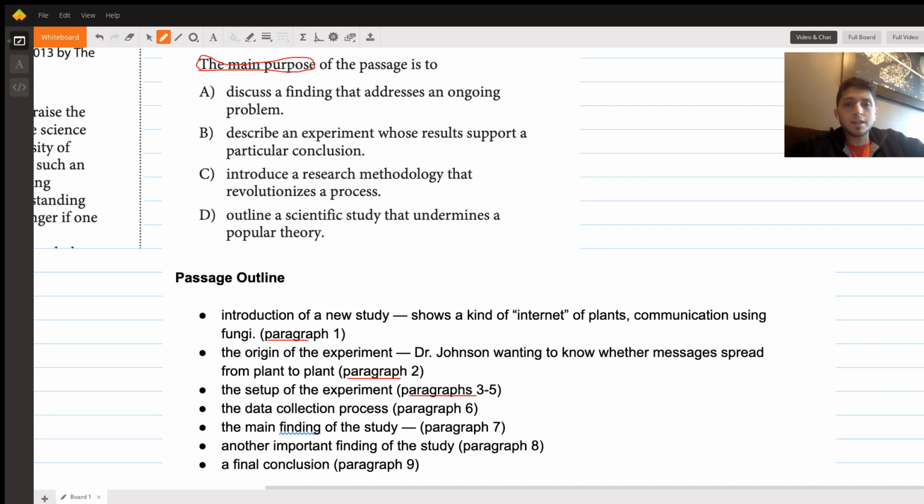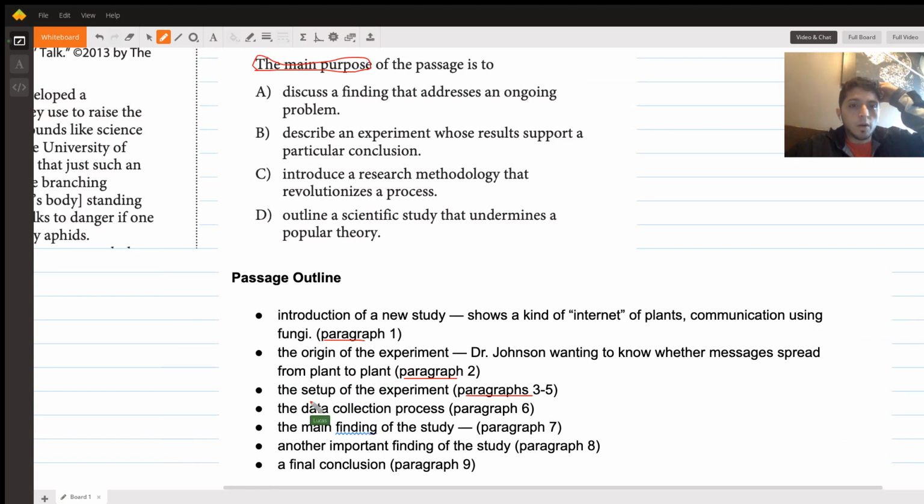This is pretty common. This is a science passage, and science passages on the SAT generally follow this structure. We start off with some sort of introduction or claim. Then oftentimes they'll talk about the origin or the idea behind the experiment. Maybe they were looking for one thing, but found something else. Then we have the setup, methodology, data collection, findings, conclusions, etc. It's also very common to end with there's more research that needs to be done. But this is basically the passage outline that we have. Let's keep going from here.